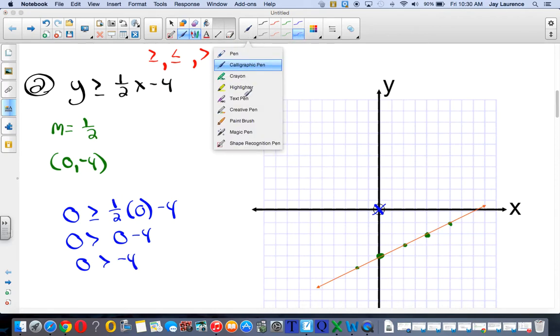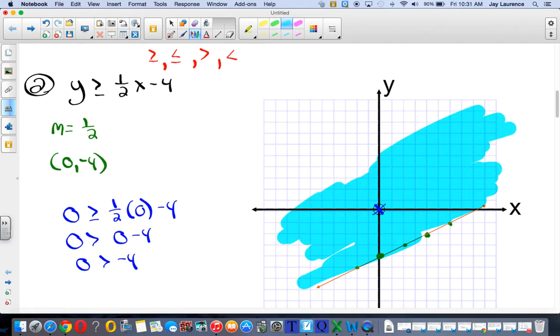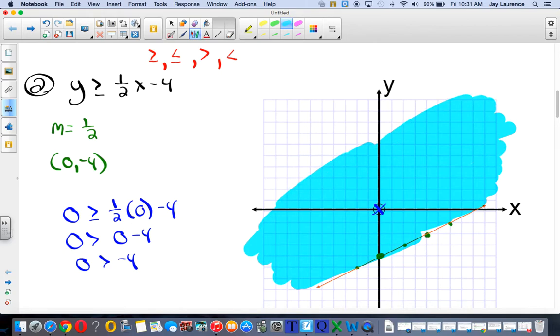What that tells me is every single point on this side of the line is a part of the solution set. Any point you pick in there. You don't believe me? Pick another point. Every single point on the origin side of the line will give me a true statement. It's called shading. I shade this entire region, half a plane there.